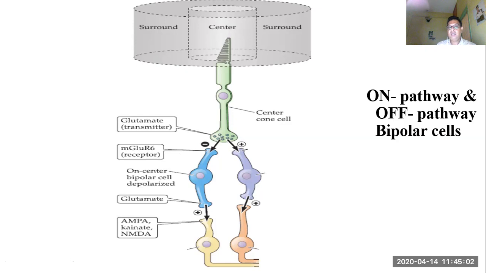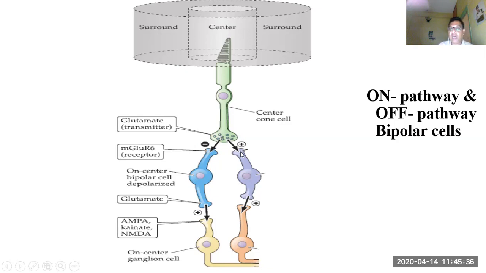and this glutamate will act on ionotropic receptors, and the ganglion cell will also be depolarized. So this pathway, photoreceptor, then depolarized bipolar cell, depolarized ganglion cell, is the on pathway. This is the on pathway.